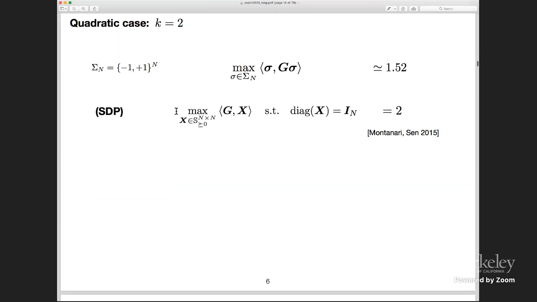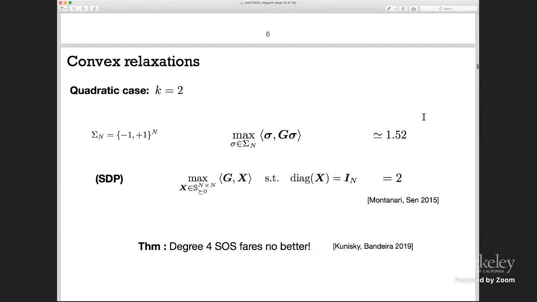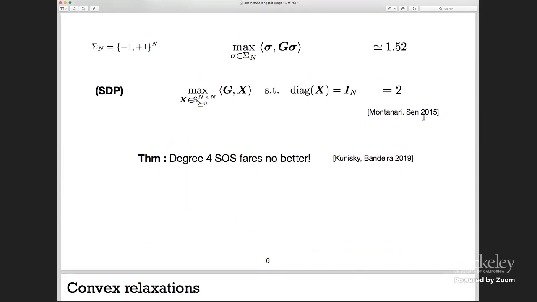The next one is the SDP relaxation, which has been discussed this morning. I just move this sigma to the other side, so I have G times sigma sigma transpose, and I replace sigma sigma transpose by a PSD matrix that is n by n and has the identity on the diagonal, so ones on the diagonal. It turns out that this doesn't improve, as we discussed this morning. Now you can consider the general hierarchy of SDP relaxations, of SOS relaxations. It turns out that degree 4 SOS doesn't do any better than this number 2. It still gives you the same value.